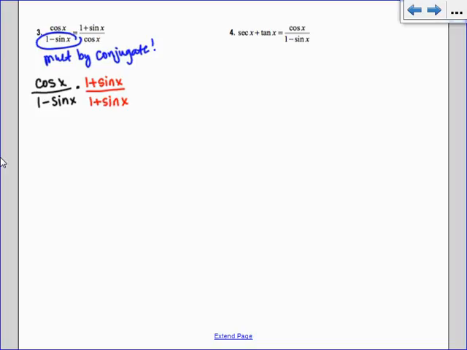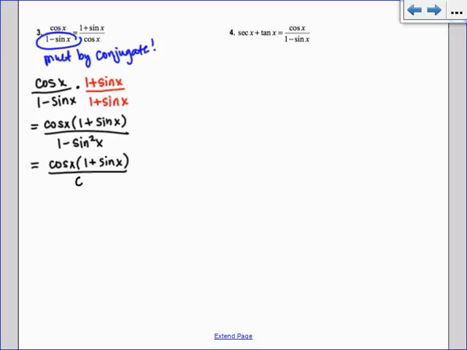Okay, so we're going to leave that top factor, and you'll see why in a second, because the bottom now becomes 1 minus sine squared x, which we know is cosine squared. So now we have a cosine x and a cosine squared x. When we reduce it, we're left with one of the cosine of x's. So we have 1 plus sine of x all over cosine of x, which is what we needed.